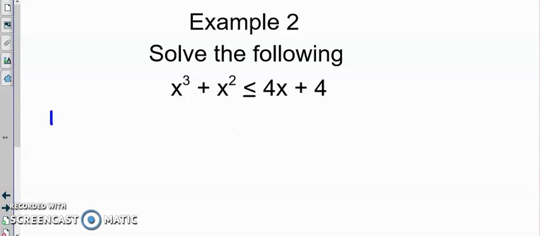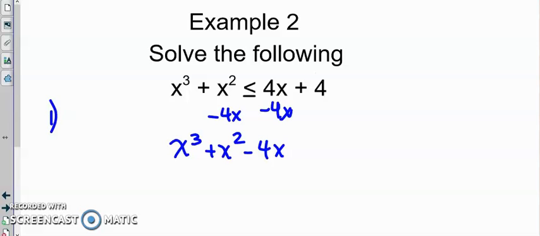So again, step 1 said we're going to move everything over to one side. So here, we're going to subtract 4x from both sides, and we're going to subtract 4 from both sides. So that way we get everything to one side. But nothing combines here because none of these are like terms.